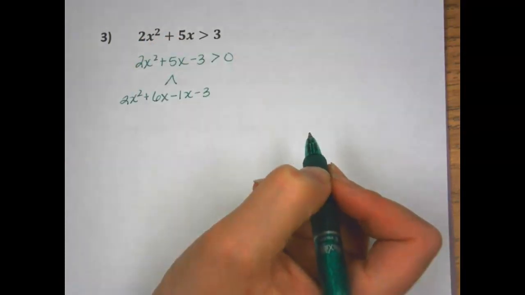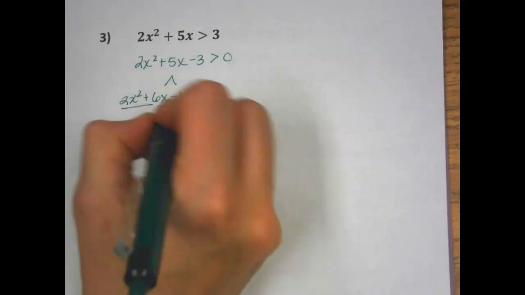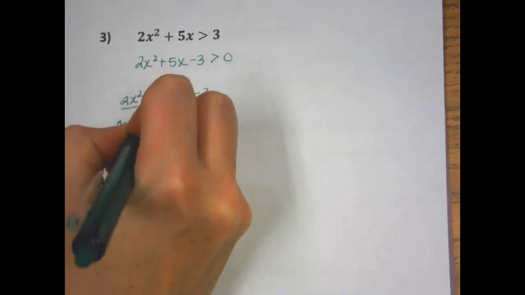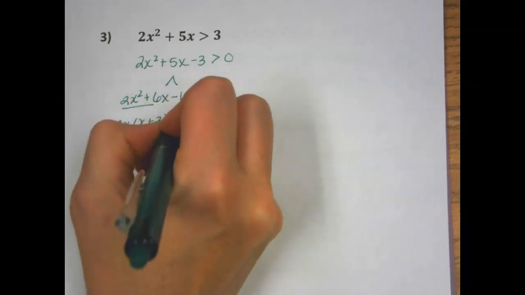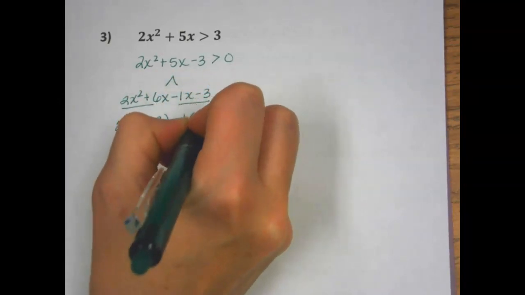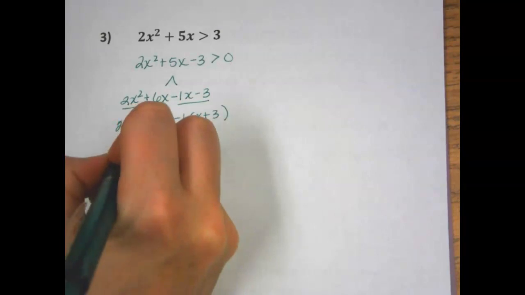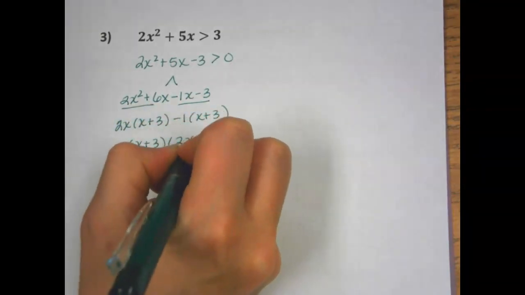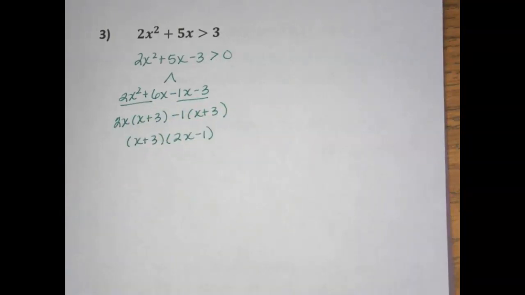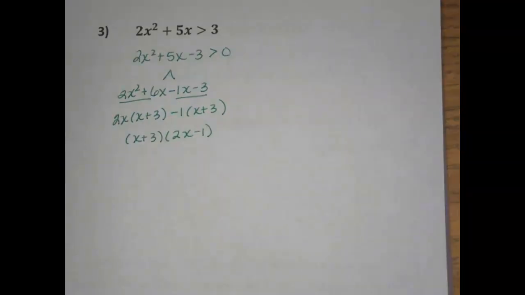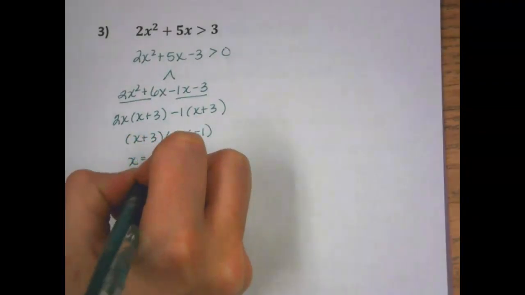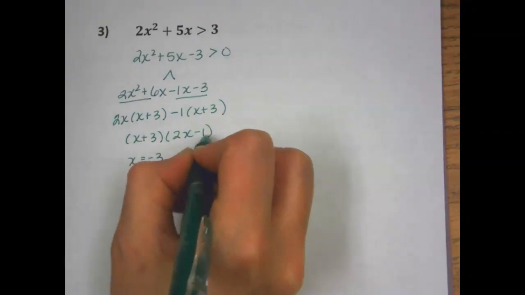So we split the middle, and then we do grouping. So we have 2x times x plus 3. Take out a negative, x plus 3. Hopefully you guys are super comfortable and good at factoring by now. We've done it all year long. So those are our two factors. If we set each one equal to 0, we would get x equals -3 and x equals add 1, divide by 2, 1/2.